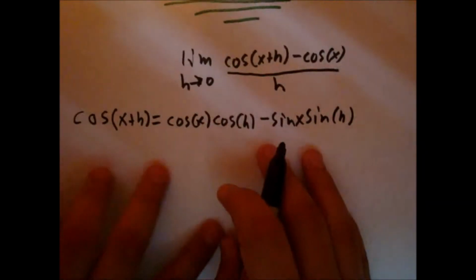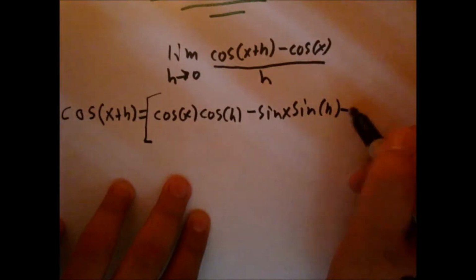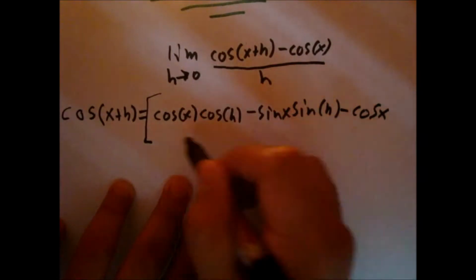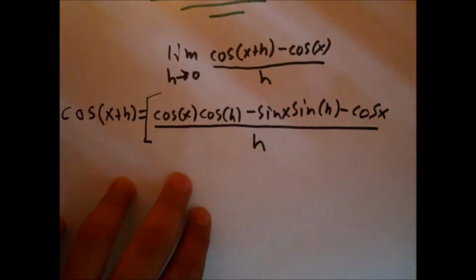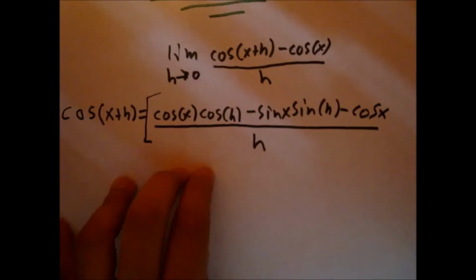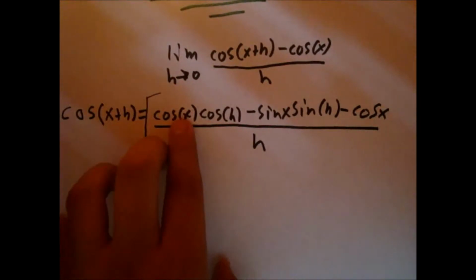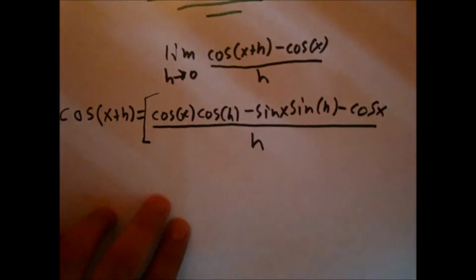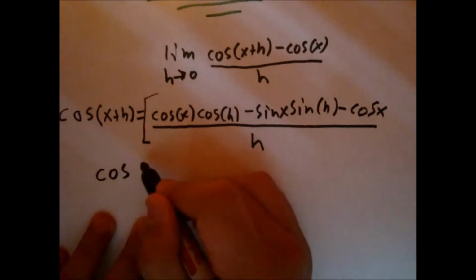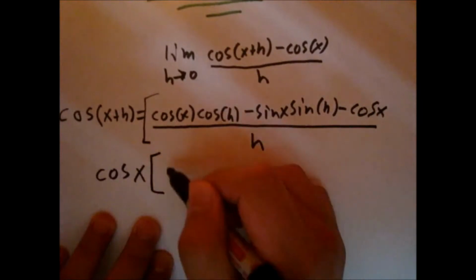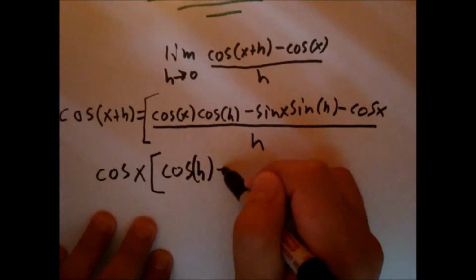Alright, so we're going to immediately go and replace it. Minus cosine of x, the whole thing divided by h. Now let's do some house cleaning. Like before, we're going to find common terms. In this case, the only common term I actually see is this cosine and that cosine. Let's group them together, and then let's factor out this common term. In this case, cosine of x leaves over cosine of h minus 1.